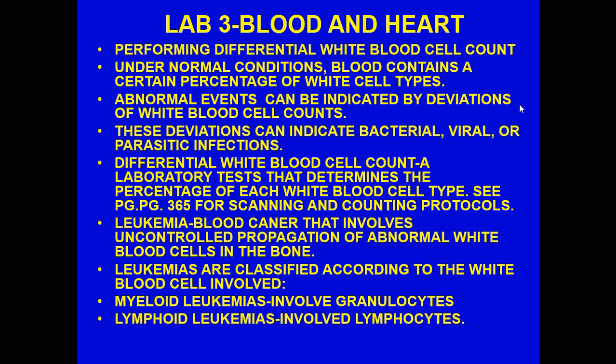Now, if someone has leukemia, they have a blood cancer that involves uncontrolled propagation of abnormal white blood cells in the bone marrow. Several things to keep in mind. They're abnormal not merely in the sense that their numbers have increased tremendously, but they're frankly very useless as white blood cells. Leukemias can be classified according to the white blood cell involved. Myeloid leukemias involve granulocytes. Lymphoid leukemias involve lymphocytes.